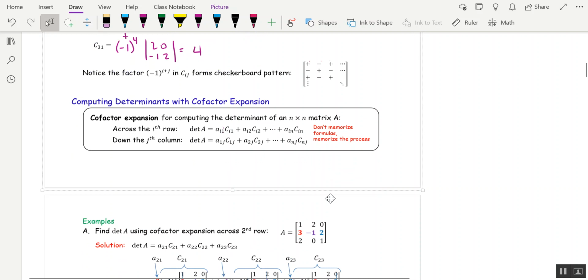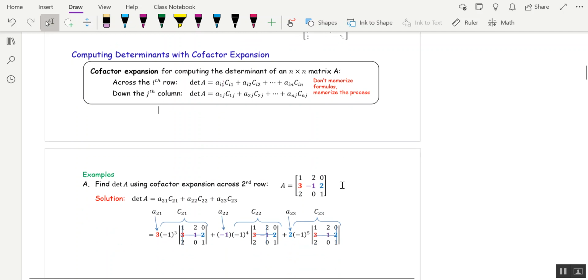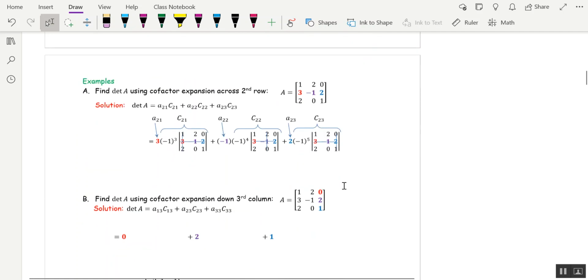All right, so let's use these formulas to find some determinants. And you can find the determinant of a matrix by going across any row or down any column, and you'll still get the same number. So in this first example, I'm going to find the determinant of A 2 ways. First, I'm going to go across the second row, and then I'm going to go down the third column, and we'll see that we get the same number.